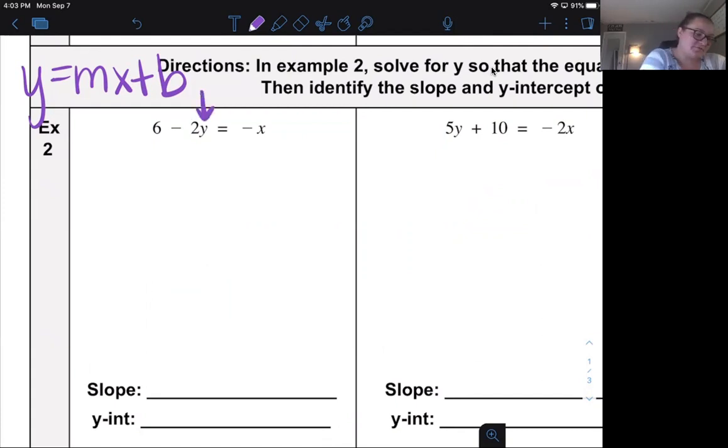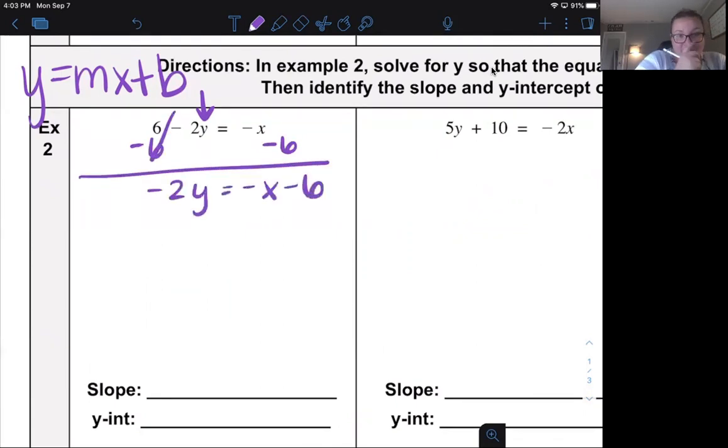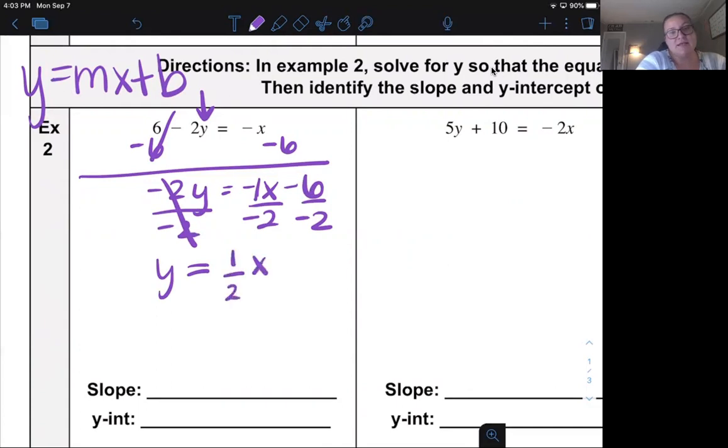To do that, I'm going to subtract 6 from both sides. Then I'm going to divide everything by -2. So I get y is equal to, well, technically there's a -1 out in front of this x. So I have -1 divided by -2, or just positive 1/2 x. -6 divided by -2 is positive 3. So y equals 1/2 x plus 3.